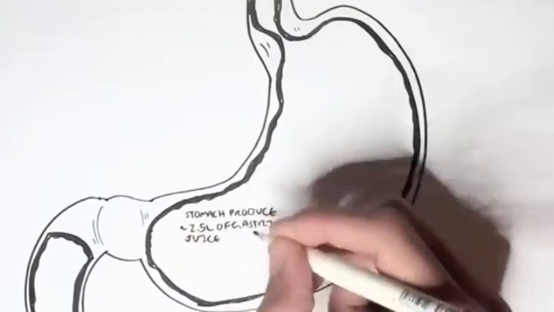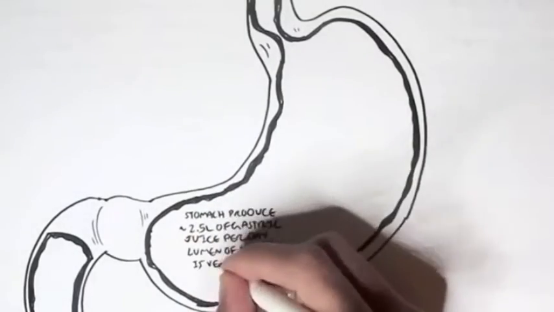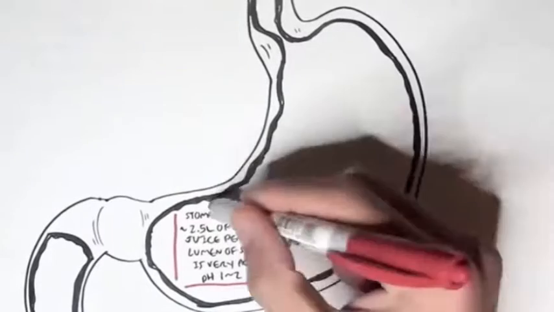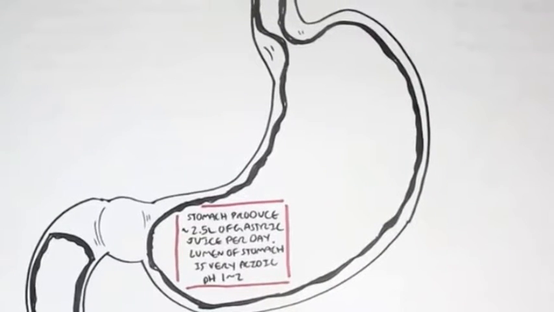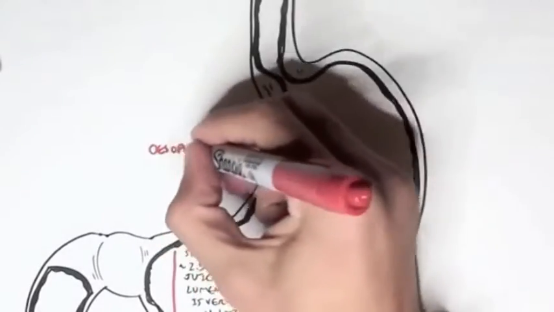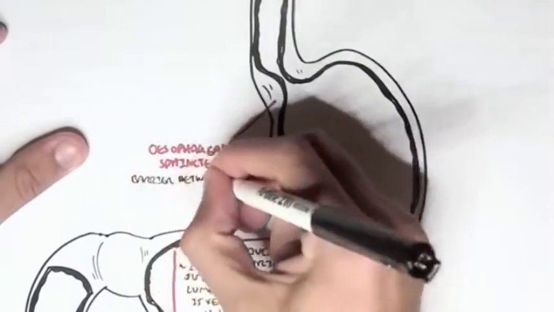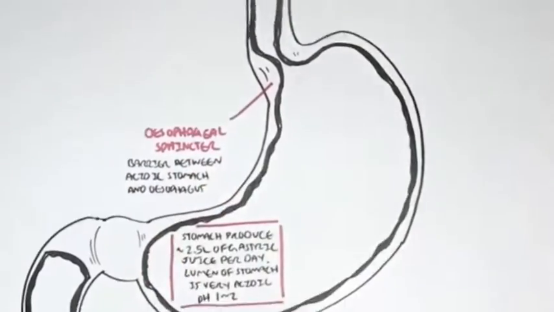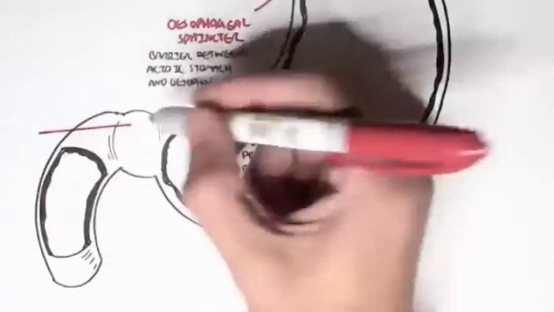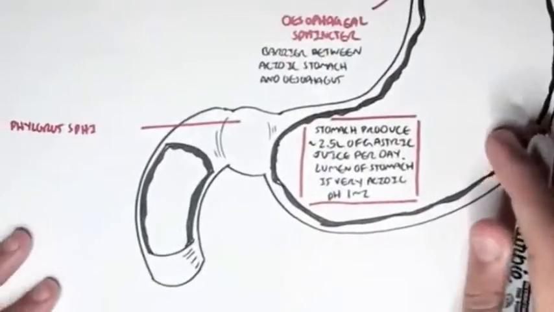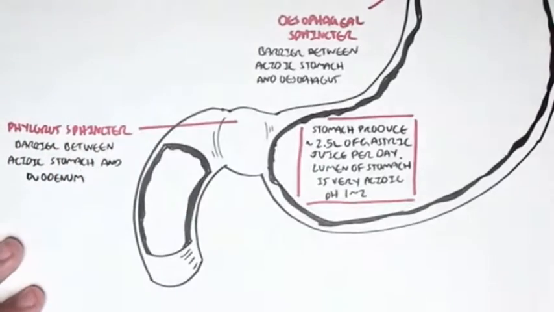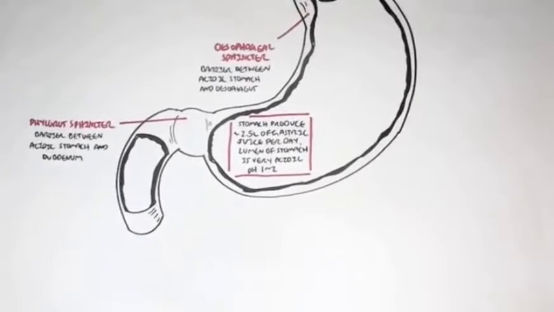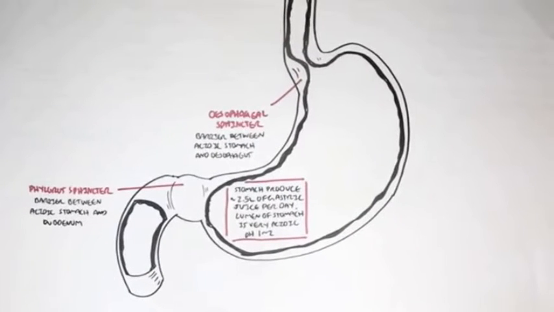Because of this, the lumen of the stomach, the inside of the stomach, is very acidic, about a pH between 1 and 2. The esophageal sphincter is a barrier between the acidic stomach and the esophagus to prevent the acid from going back towards the esophagus. And the pylorus sphincter is the barrier between the acidic stomach and the duodenum. We would not want acid from the stomach to go into the duodenum or the esophagus, otherwise it might cause some uncomfortable conditions.